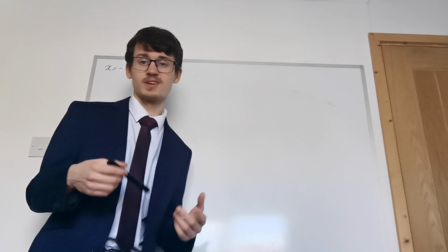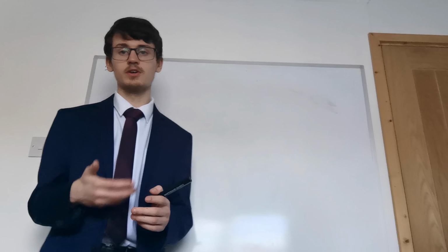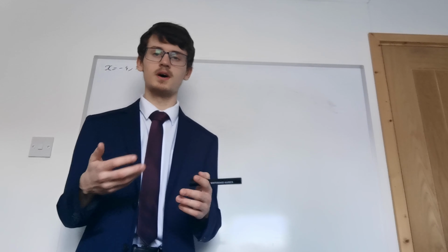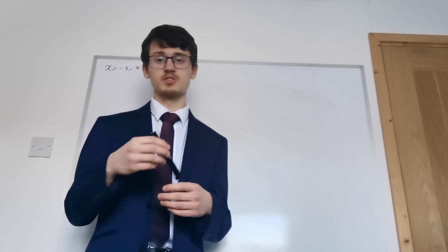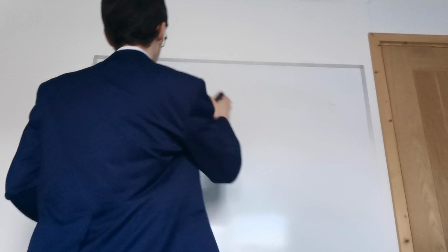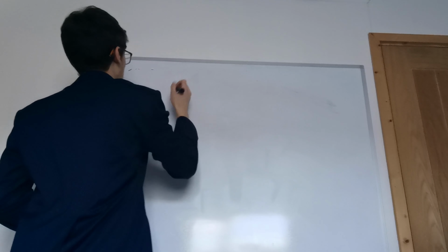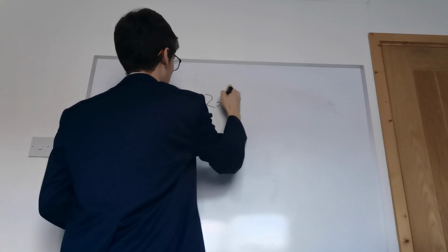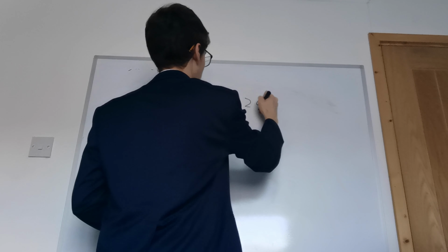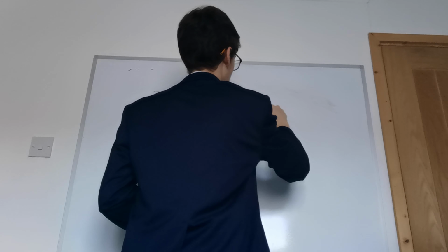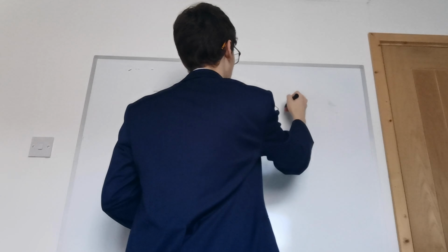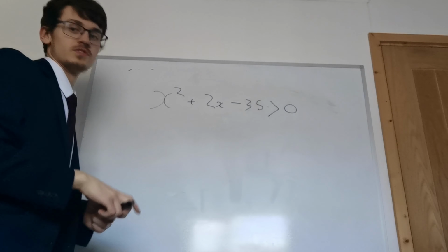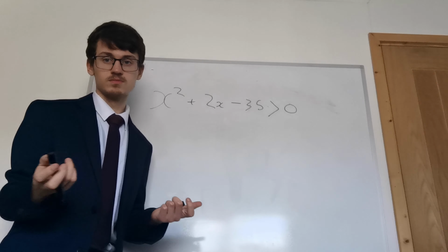So we're going to go through our second example. This time I'm not going to really go through the process. Well, I'm going to go through the process, but I'm not going to explain it as much. I'm just going to do it. So this question is x squared plus 2x minus 35 greater than 0. So obviously go through the first step, solve the quadratic.